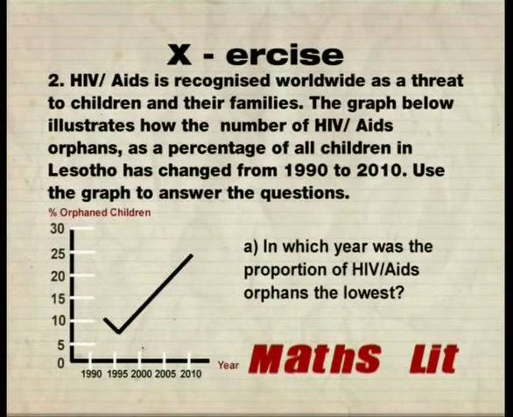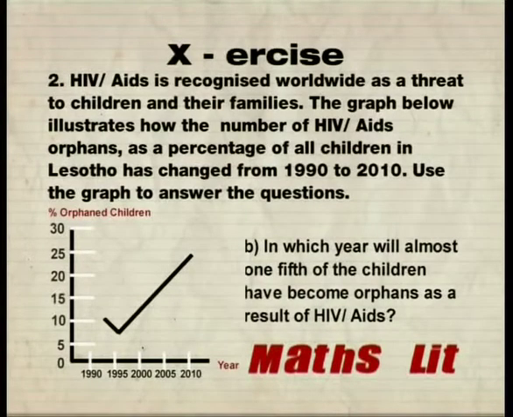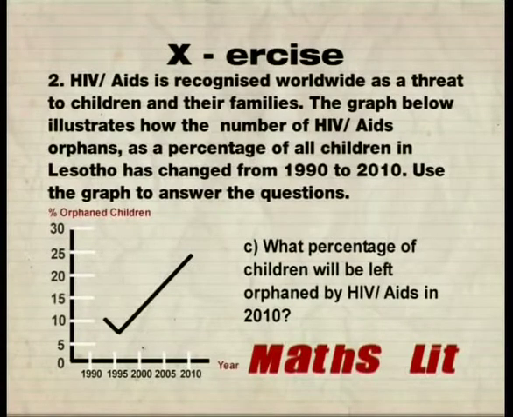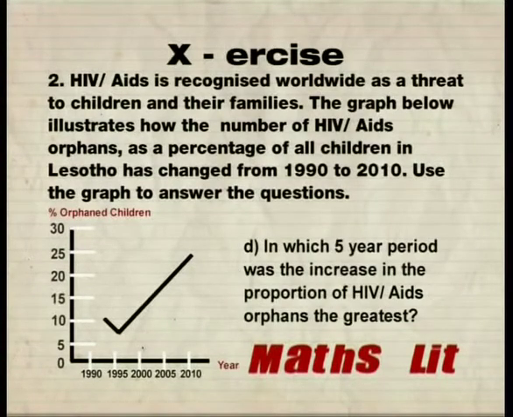Question 2a. In which year was the proportion of HIV and AIDS orphans the lowest? B. In which year will almost 1/5 of children have become orphans as a result of HIV and AIDS? C. What percentage of children would be left orphaned by HIV/AIDS in 2010? And D. In which 5-year period was the increase in the proportion of HIV and AIDS orphans the greatest?